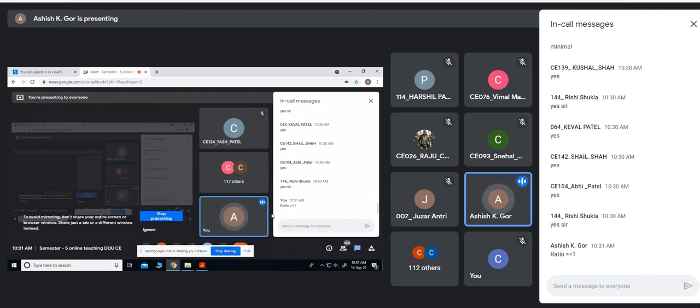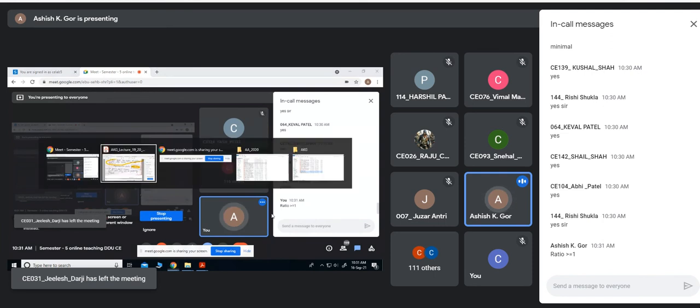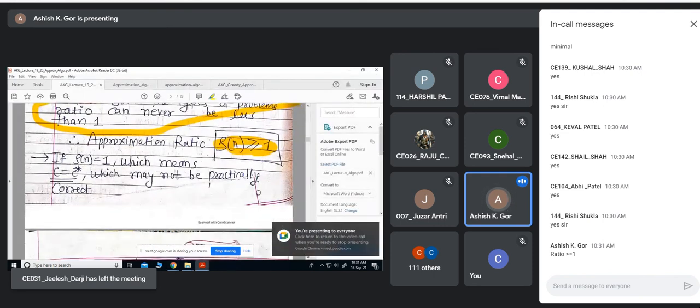Let me add one more point. There is no point in saying the ratio is equal to 1 either. For some cases it would work, right? For few input instances, you can get a ratio of 1. But in general, you will not get a ratio of 1. So a ratio of 1 is also impractical.